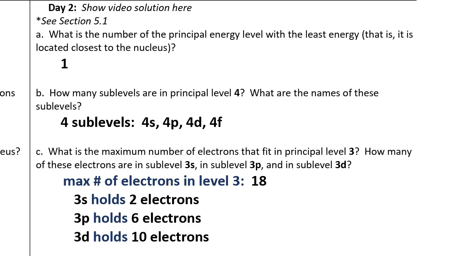Here is the answer for the day two bell work. Question A, what is the number of the principal energy level with the least energy? That's number one. Hopefully, you would know that answer just based on your understanding of principal energy levels, but you can get that answer from looking at the Aufbau diagram in the book.